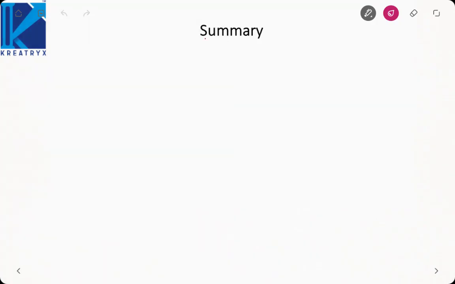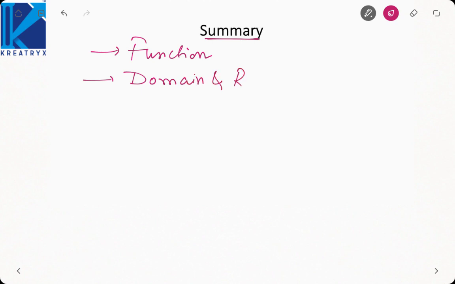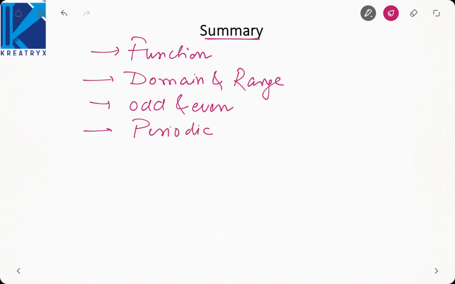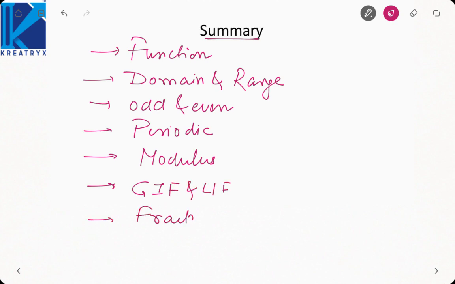So let me summarize what we have covered in this lecture. First I told you what is meant by function. Then we talked about domain and range of a function. Then we talked about odd and even functions. Then we talked about periodic functions which repeat after a certain time interval. Then we talked about some special types of functions like modulus function, like GIF and LIF functions. Then we talked about fractional part. And at last we saw the signum function.